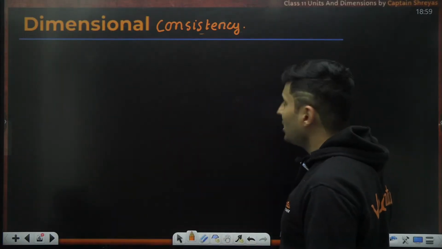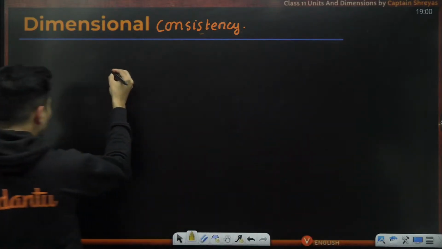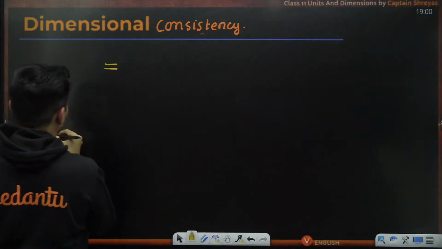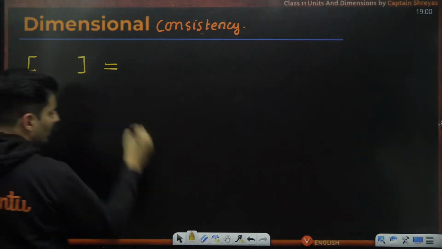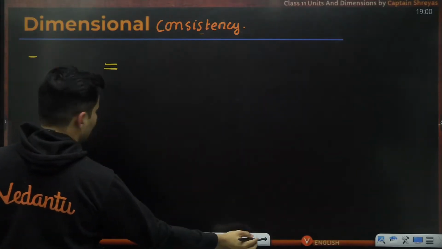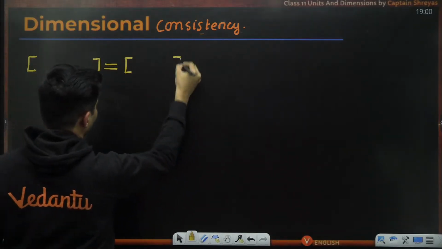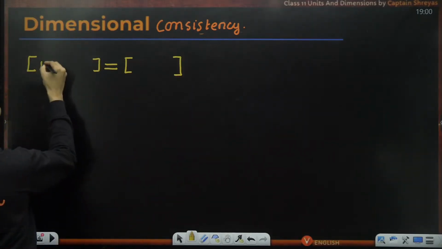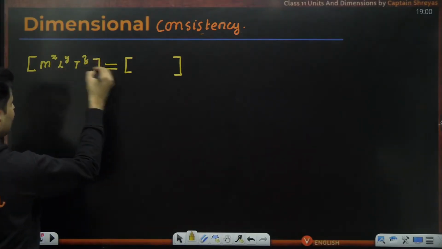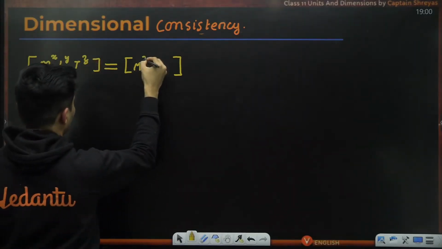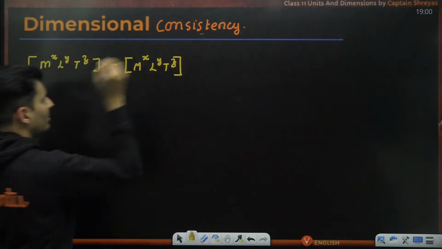So what is the meaning of dimensional consistency? It means if you put an equal to symbol, and you put some quantity over here and some other quantity over here, then the dimensions on the left hand side and the right hand side should be equal. So if M's power is x, L's power is y, T's power is z, here also M's power should be x, L's power should be y, T's power should be z. It can't be anything else.